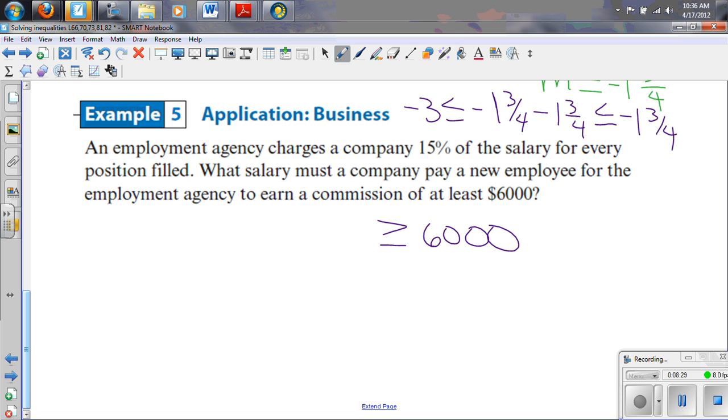And what is this that we're talking about? We're talking about 15% of the salary. So 15% is 0.15. Of means times x. We don't know what the salary is. But they want to earn a commission of 6,000. And you can use that as 15 hundredths, or you can use that as 0.15. I'm going to use it as 15 hundredths.